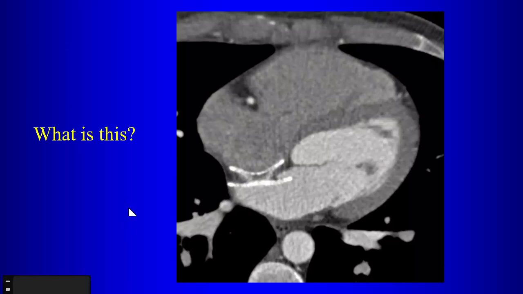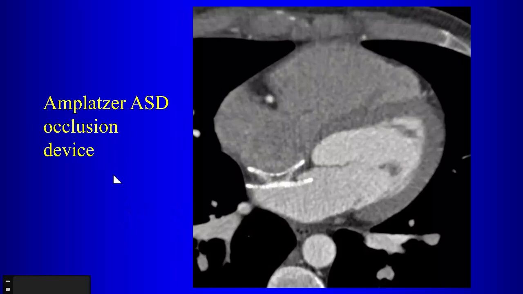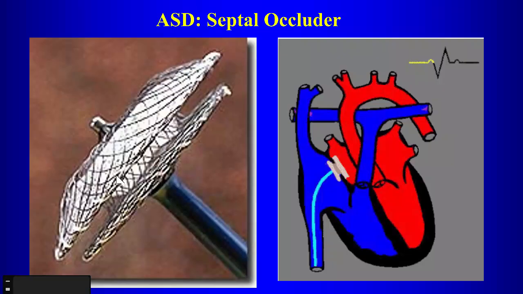Yes, so that's an Amplatzer closure device. These are used to close a patent foramen ovale or atrial septal defects. So notice it's an umbrella-like device. It grabs onto the lips of the ASD, and that's what holds it in place, right? As it grabs the lips of the ASD there.